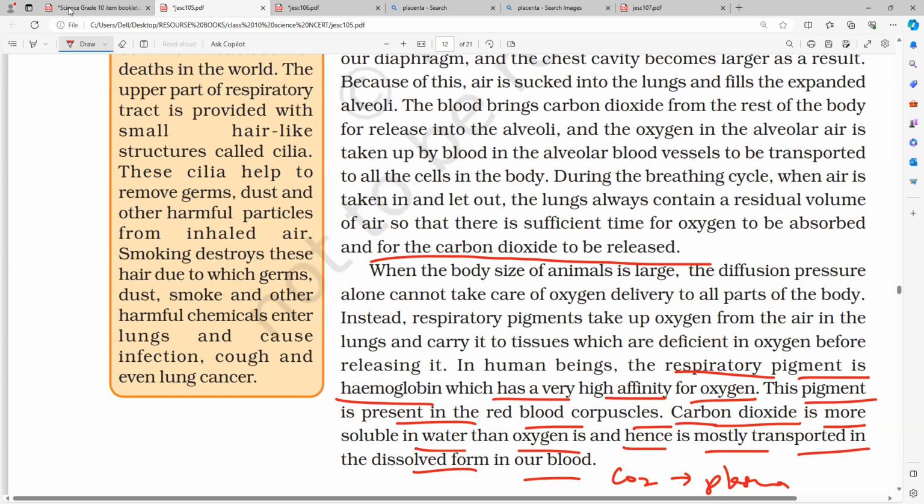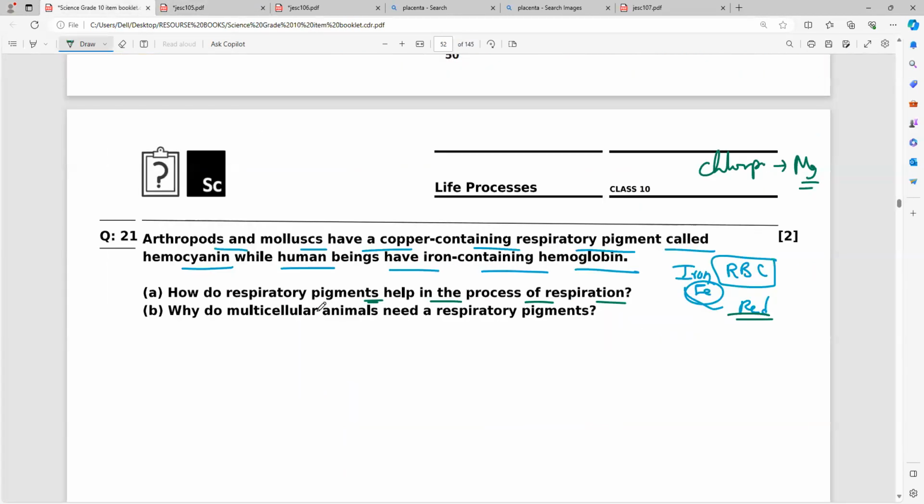That is what hemoglobin does. Now that is what they are asking. How do respiratory pigments help in the process of respiration? In transporting what, everyone? Transporting oxygen to the body. That is what. Next, why do multicellular animals need respiratory pigments?